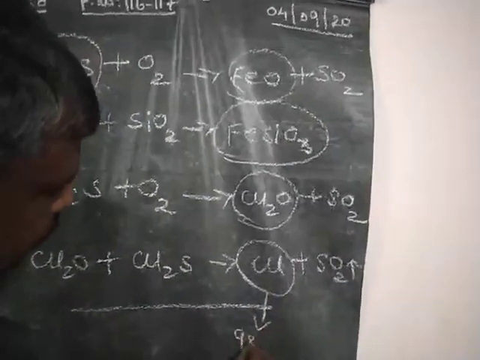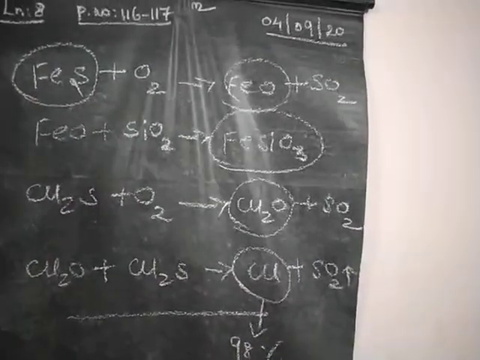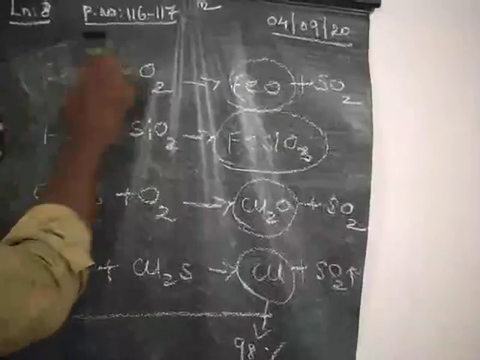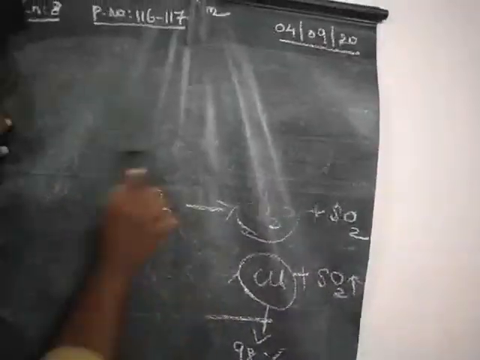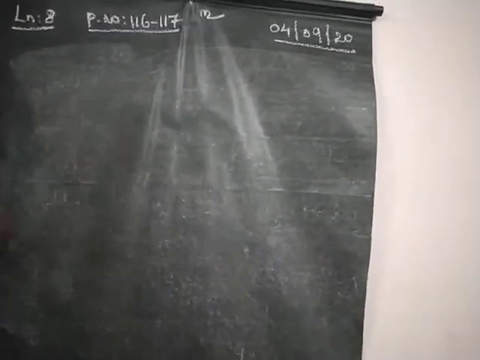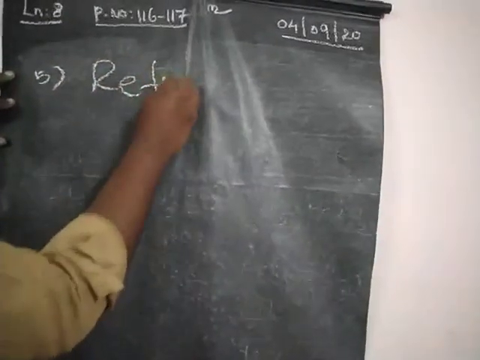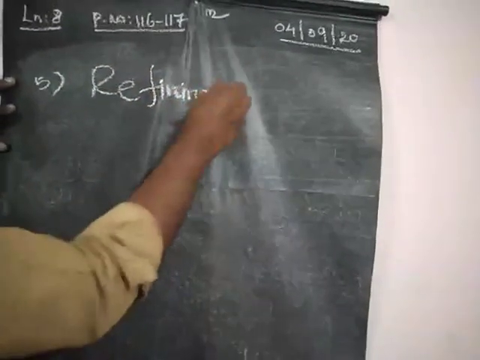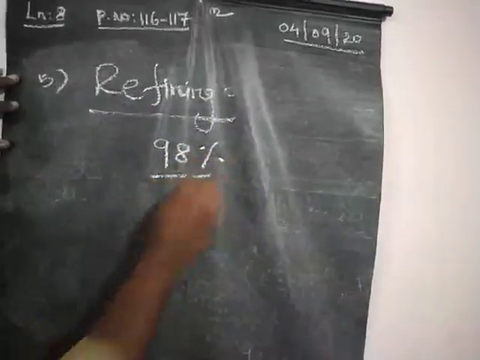How much percentage of purity? 98% purity. So up to the fourth process we got 98% purity of copper. The remaining 2% we also have to remove. So the last method is refining. Refining is nothing but purifying. Which method? The fifth method, the refining method.